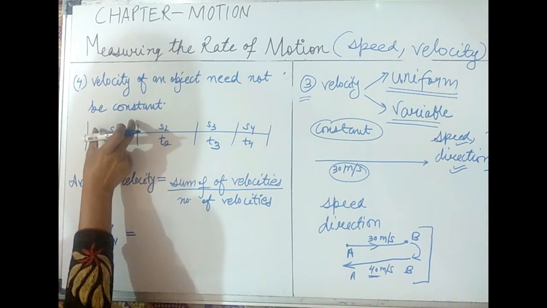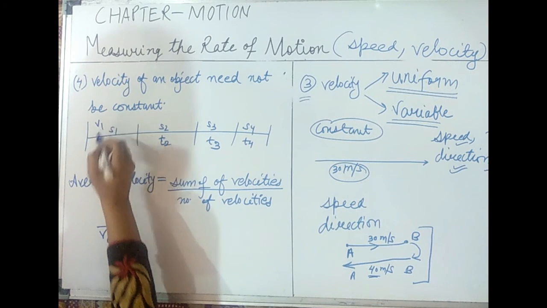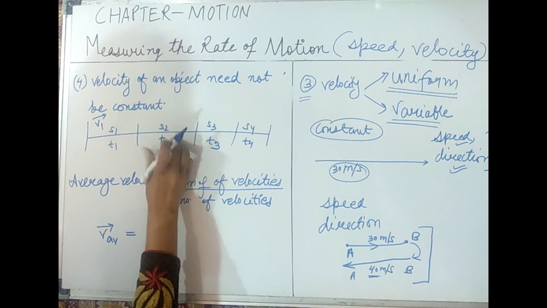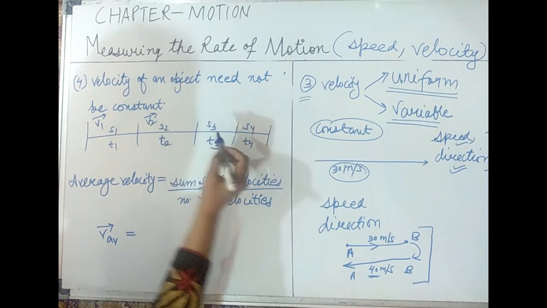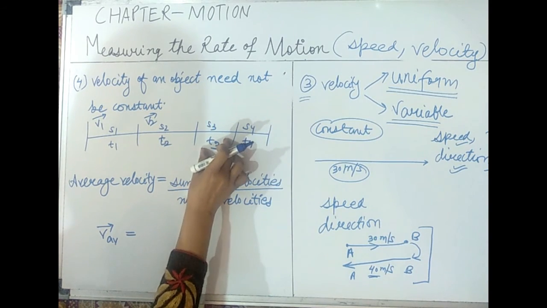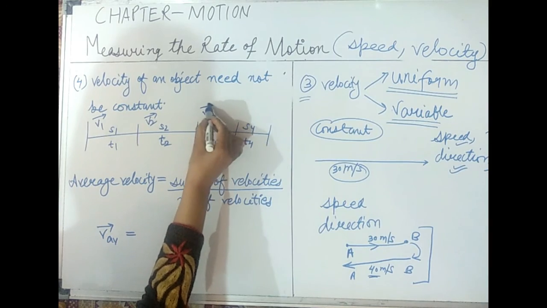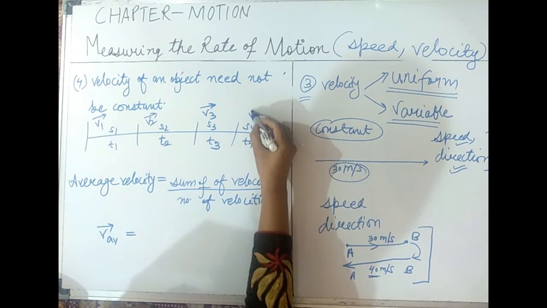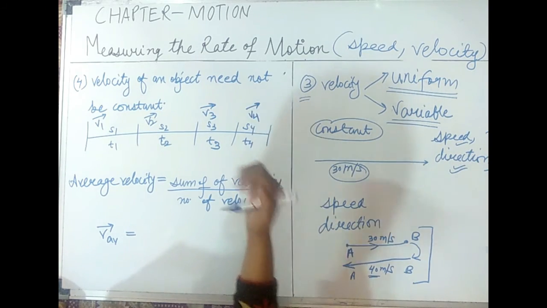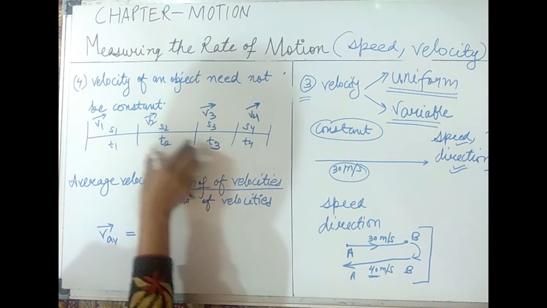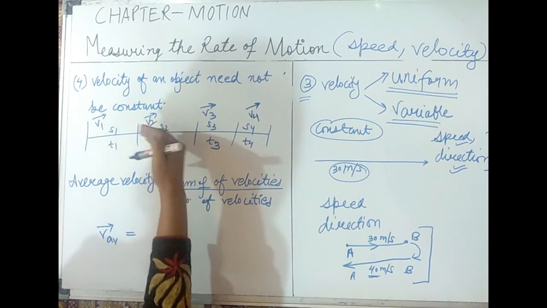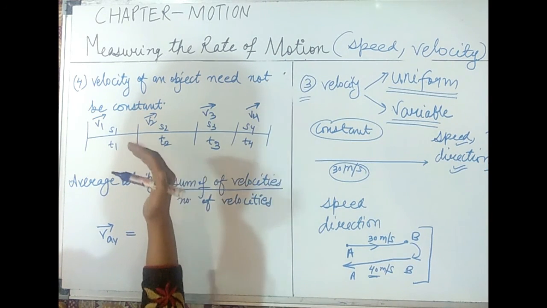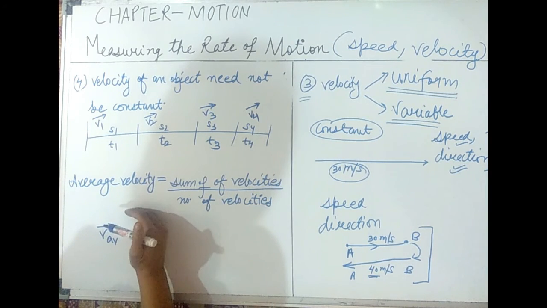Suppose this distance S1, the object is moving with V1 velocity. Let's mark an arrow. This distance S2, it is covering in time T2 and the velocity is V2. Distance S3, it is covering in T3 time and the velocity is V3. Distance S4, it is covering in time T4 and the velocity is V4. So the object is moving with different velocities. It is covering the distance with different or changing velocities, which is not constant. In such cases, we will calculate average velocity.